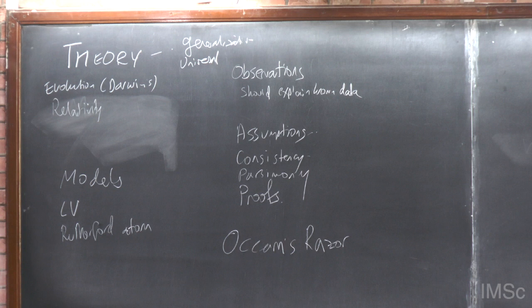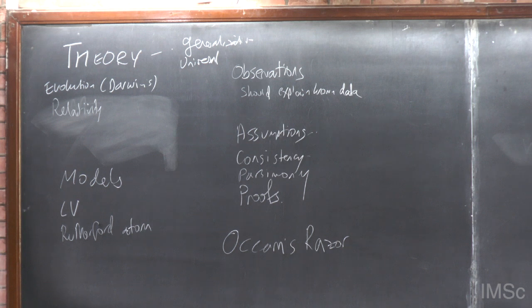Lotka-Volterra, for example, is a model. What makes it a model? In physics there's something called the Ising model. You might have seen it as a model for magnetism. It's not called the Ising theory of magnetism. It's called the Ising model of magnetism. So what makes it a model and not a theory?